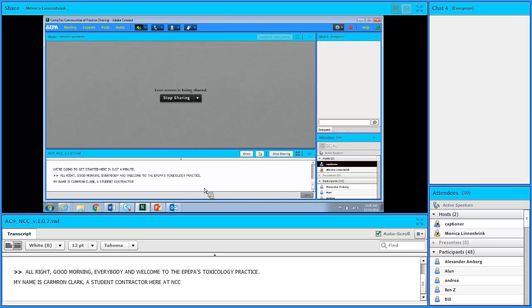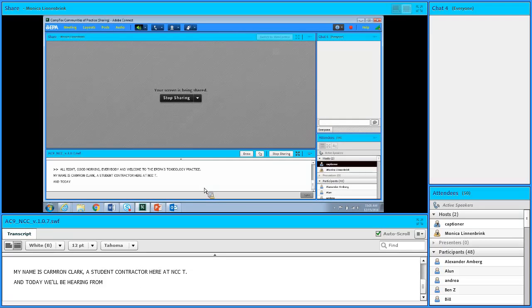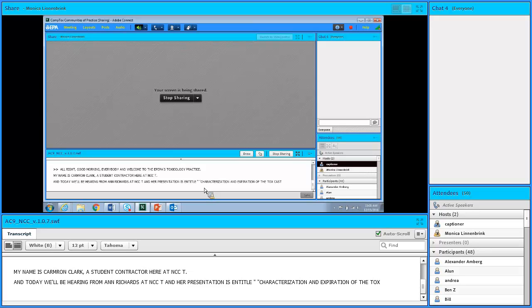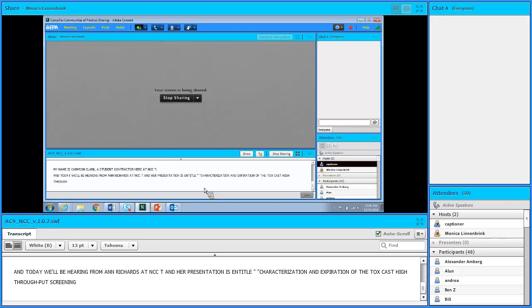And today we'll be hearing from Ann Richard, a research chemist at NCCT, and her presentation is entitled Characterization and Exploration of the ToxCast High-Throughput Screening Chemical Landscape Using Modern Cheminformatics Approaches.